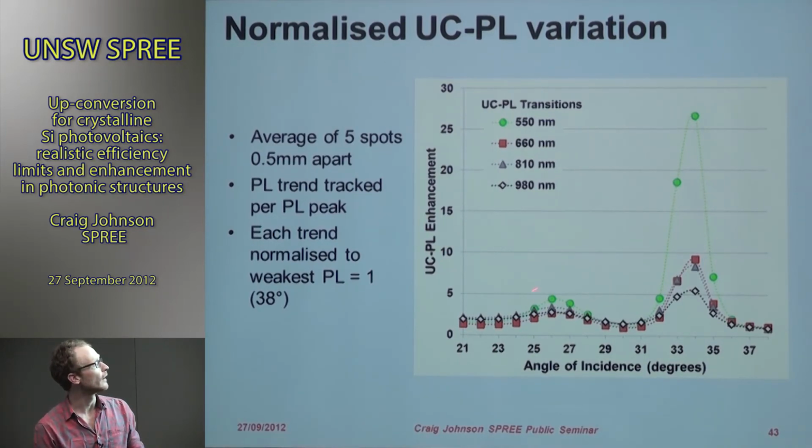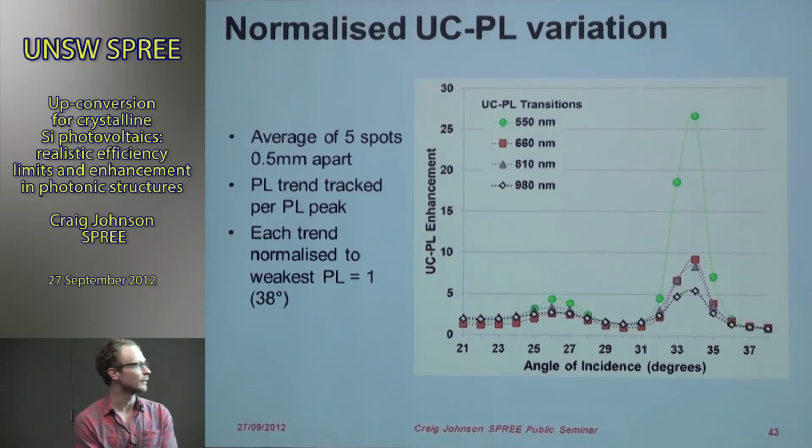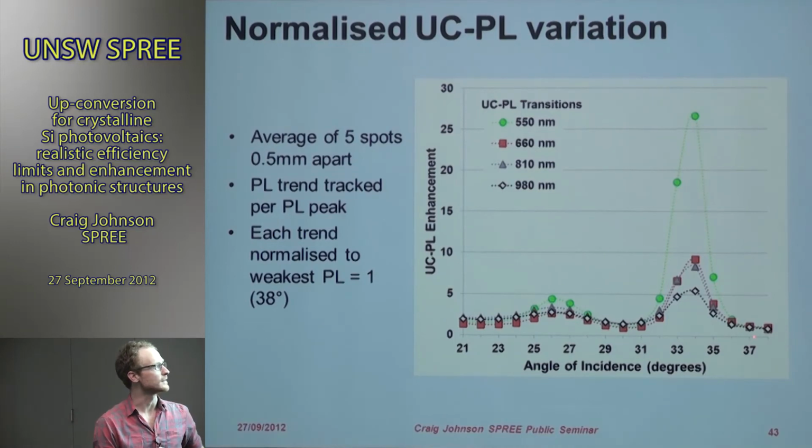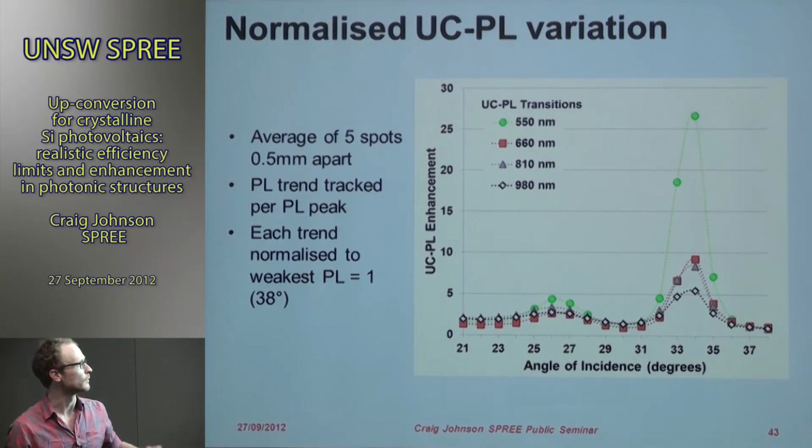So looking at the diagram, the different transitions are labeled individually. We followed the 550 nanometer peak and 660, 810, and 980. And they all seem to have a low PL at 38 degrees, so everything's normalized to that. And when this says enhancement, it really just means the intensity relative to that point. It's not necessarily enhancement in the broad sense.